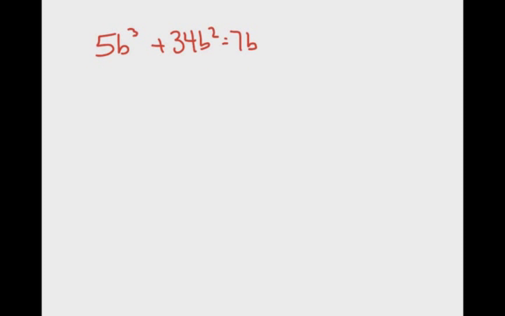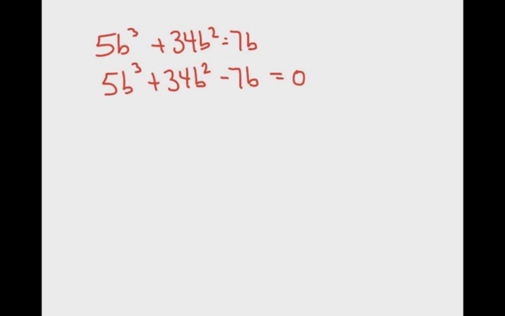Let's do another example. So we have 5b cubed plus 34b squared equals 7b. First thing we're always going to do is set this equal to 0, which means for this example we need to subtract 7b. So we'll end up with 5b cubed plus 34b squared minus 7b, and that equals 0.